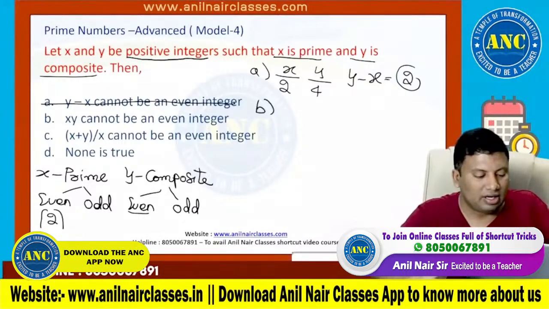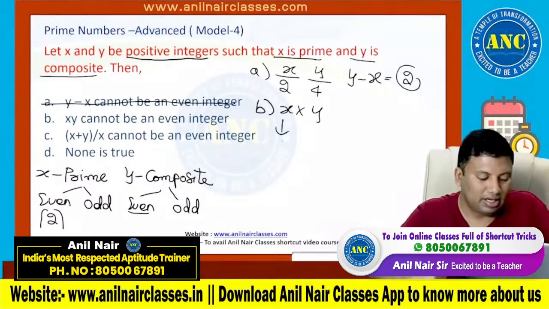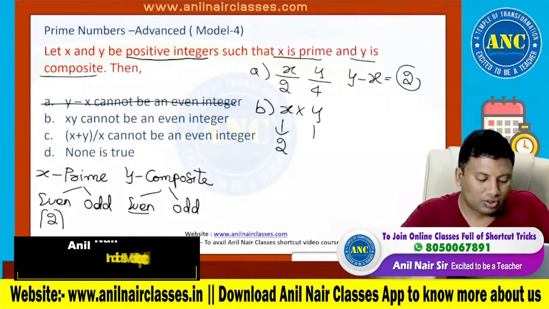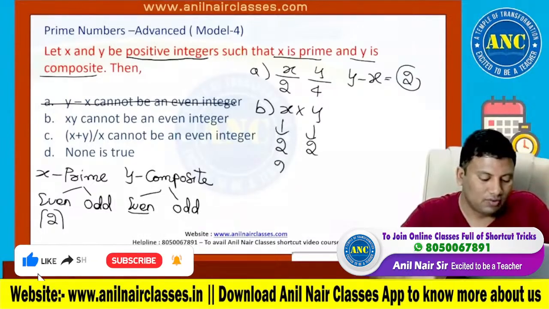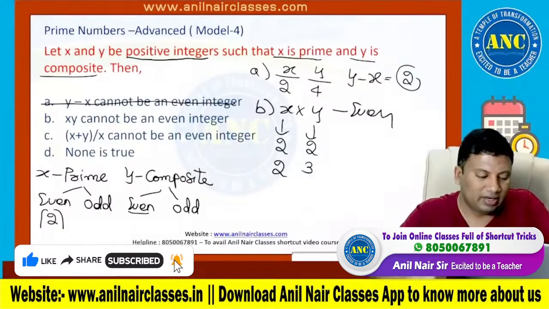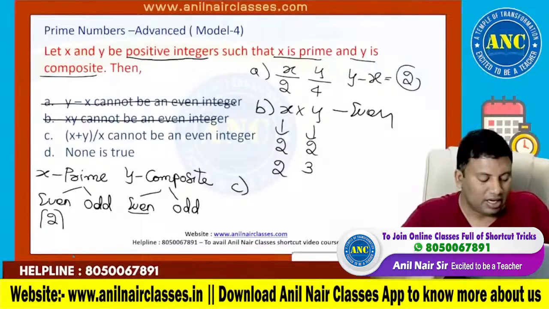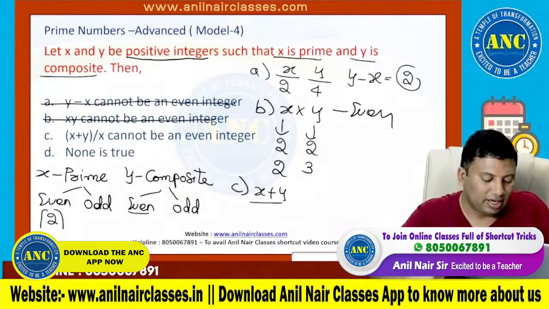This is a false statement. Second one, x and y cannot be an even integer. X can be even, 2. Y can also be even, 2 into 2. Y can also be odd. In both the cases, I am getting an even integer. This is not possible.